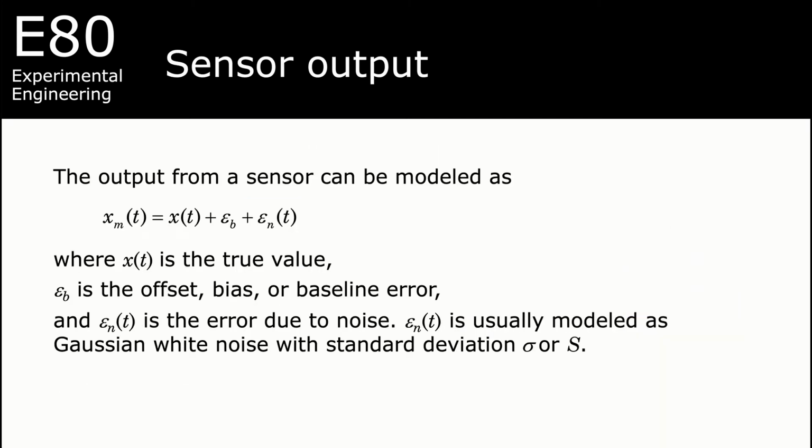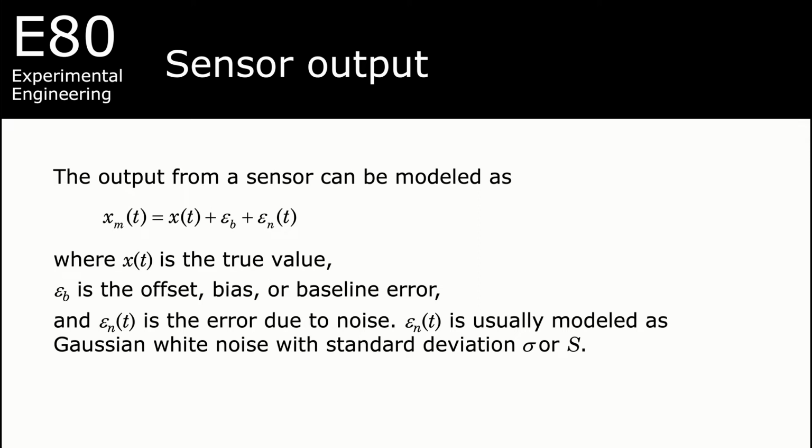Here we have the equation that we're going to use to model the output of a sensor. The output from the sensor, x sub m of t, is equal to the true output, x of t, plus some bias or offset, which we assume is a constant or DC amount, and some random noise, epsilon sub n of t, which we model as Gaussian white noise with a standard deviation sigma or s, depending on how we are modeling these things.